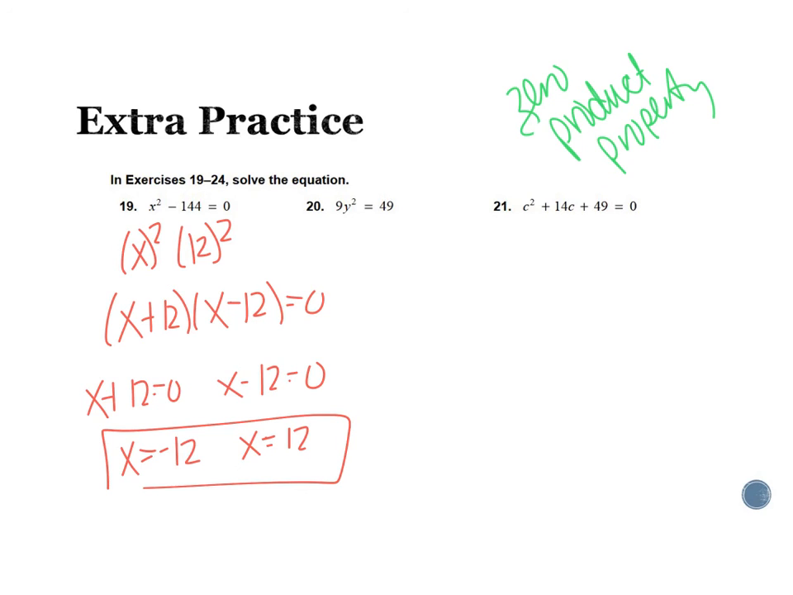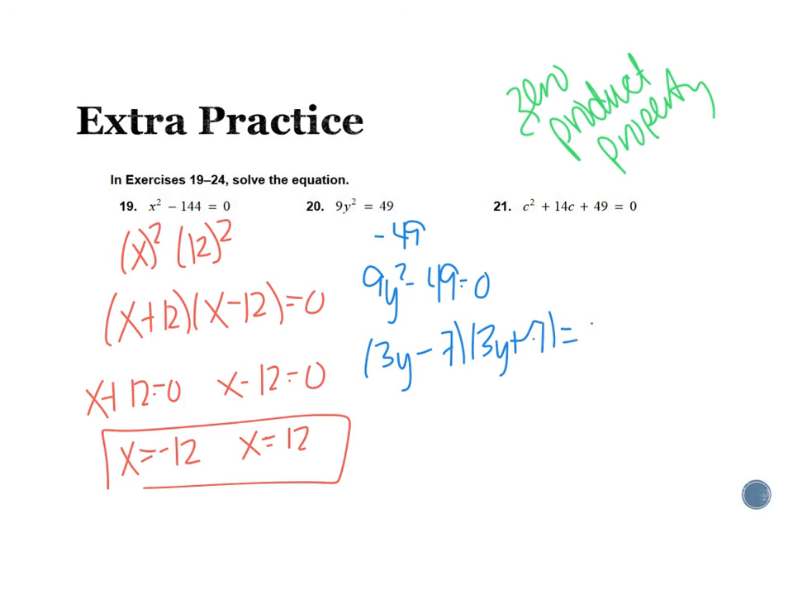And then let's jump to the end here. I'm going to run out of room for 20. On 20, you are going to want to minus that 49 first. So I'll do that first step for you, so that you have 9y squared minus 49 equals 0. And then that again is a difference of squares. 3y minus 7, 3y plus 7 equals 0.